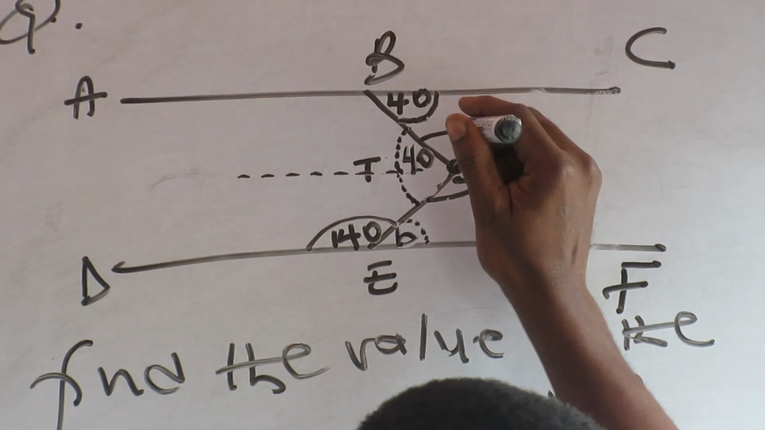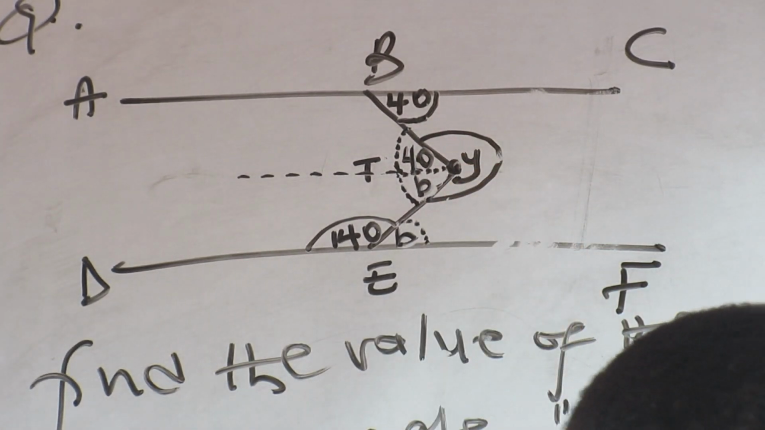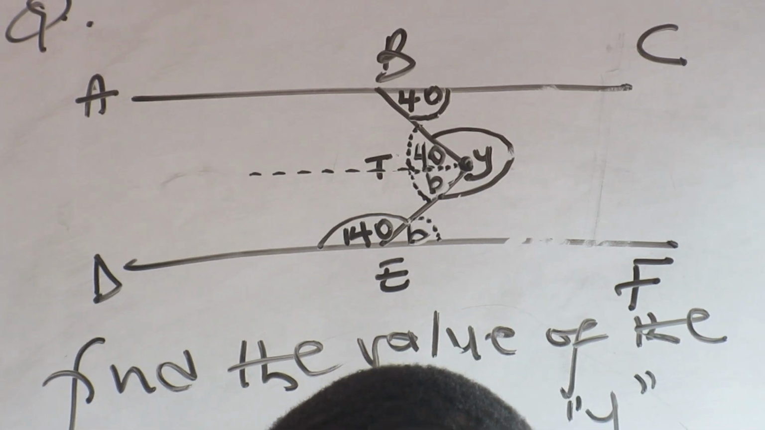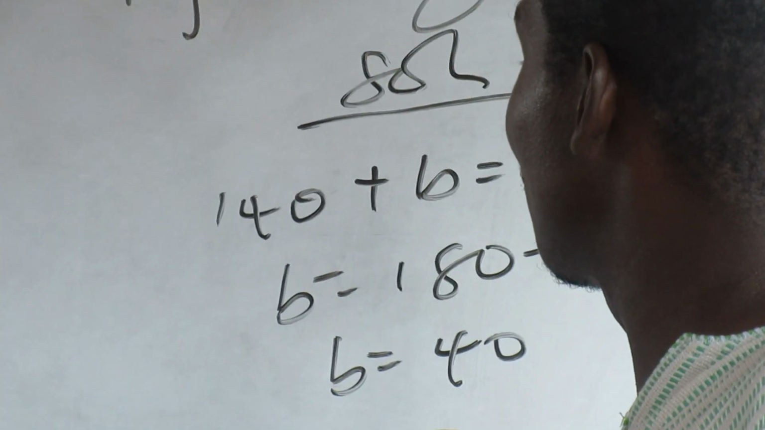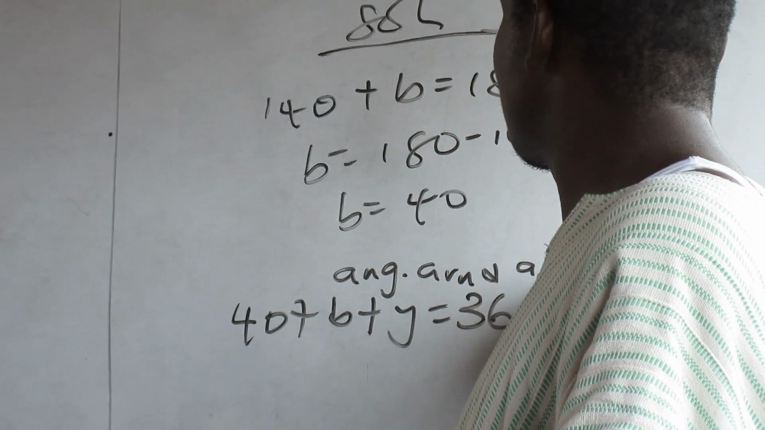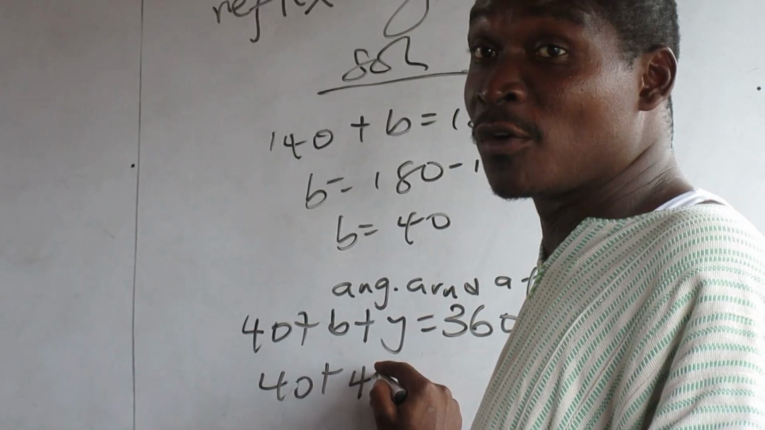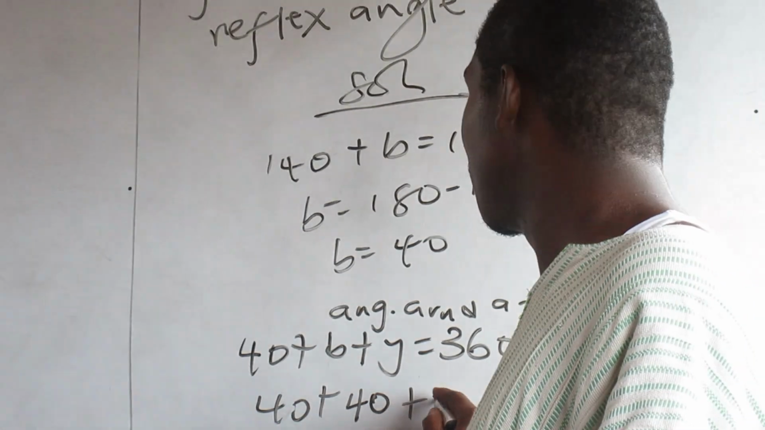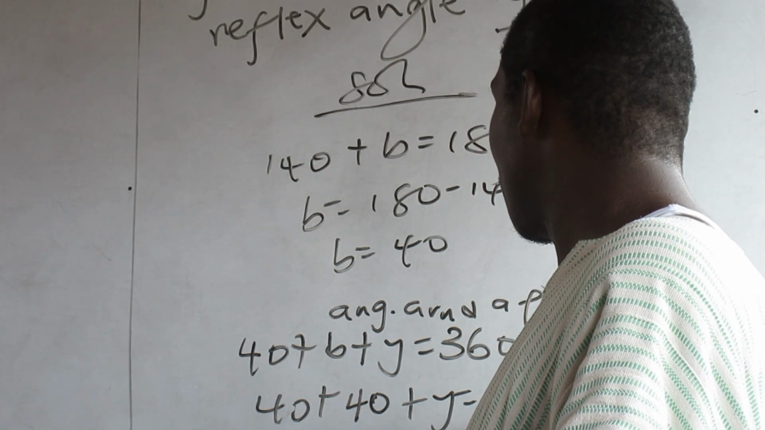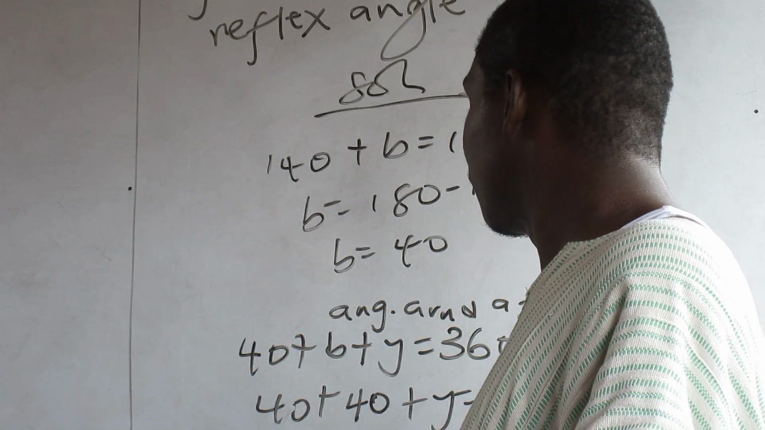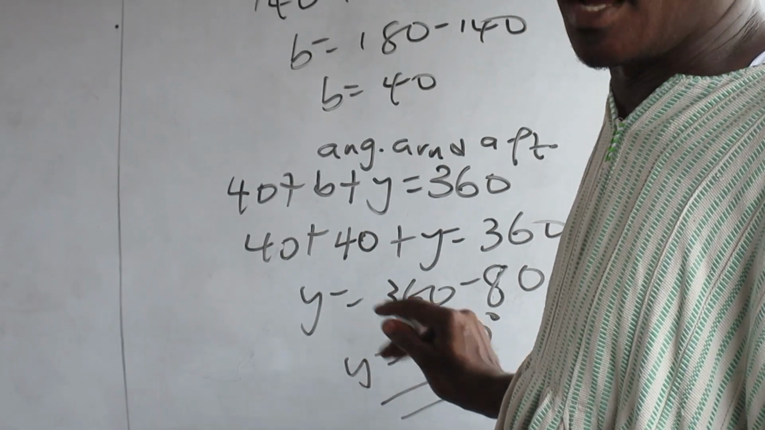Alternate, right? So this side is also called B, right? This is also B, right? Okay, now you have B, right? Now can you get everything there? 40 plus B plus Y equals what? 360. That is angles around what? A point. Now B is also 40, so 40 plus 40 plus Y equals what? 360. Y equals 360 minus what? 80. Yes, it's a reflex angle. It's greater than 180, but less than what? 360. Are you okay here?